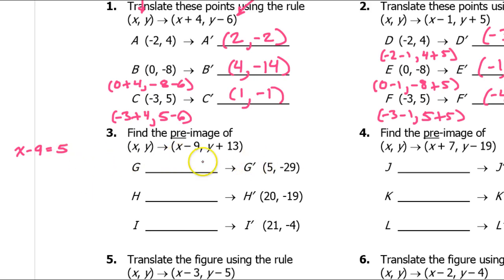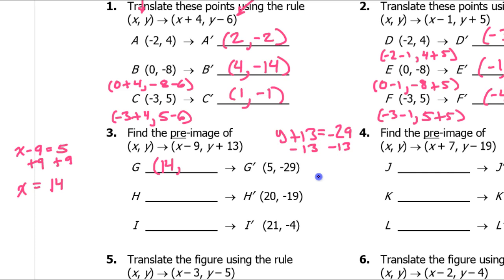So I know that x minus 9 should equal 5. So to find x, I'm going to add 9 to both sides. So that's going to get me x by itself. So then x is going to equal 14. So I know that the original x value must have been 14. And similarly, I know that y plus 13 has to equal the negative 29. So to get y by itself, I'm going to subtract 13 from both sides. So that's going to give me y is equal to negative 42. So this is negative 42 right here. So that's the original point.